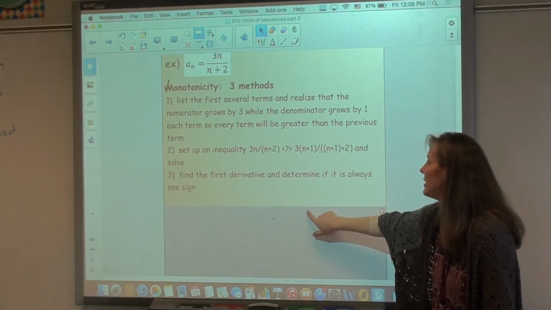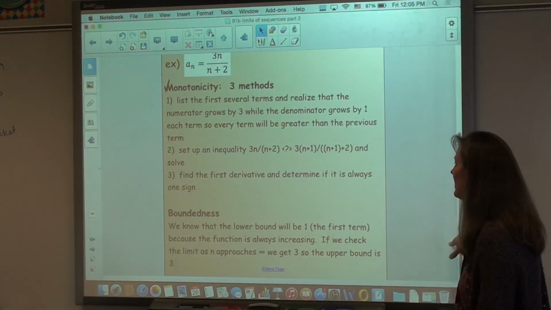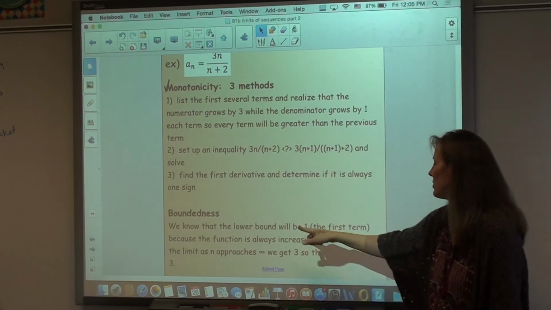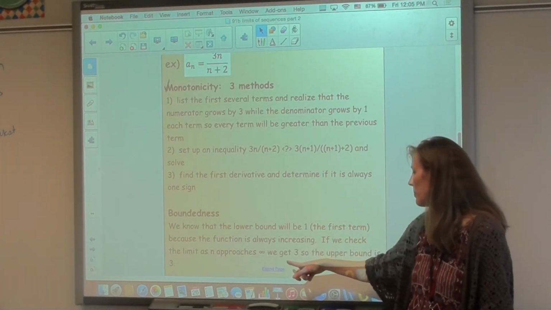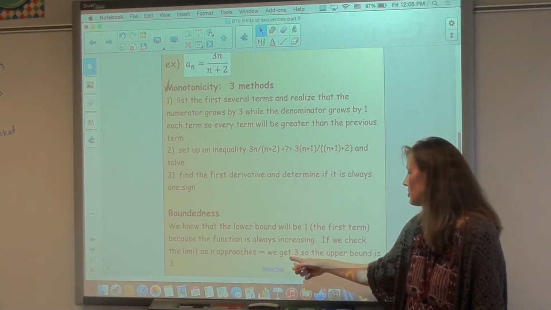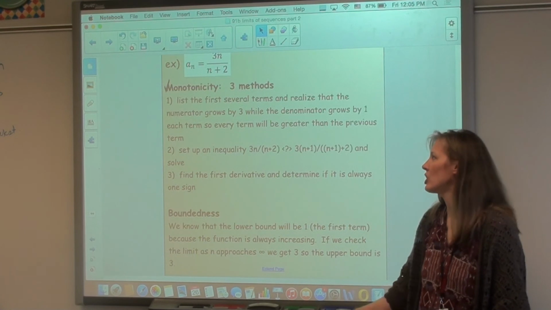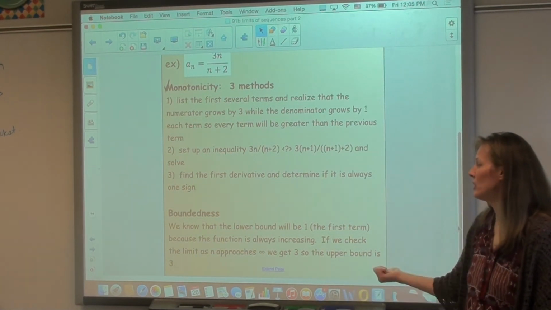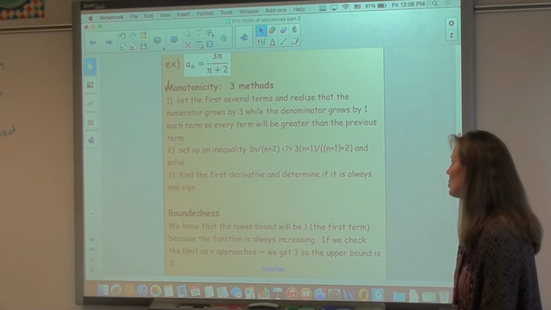Let's talk about bounded then. Since this function is always increasing, that means that your lower bound would be the first term, which is 1. And your upper bound would be the limit as n approaches infinity, which is 3. So this one is monotonic and it's bounded, so it definitely converges. Converges to 3.